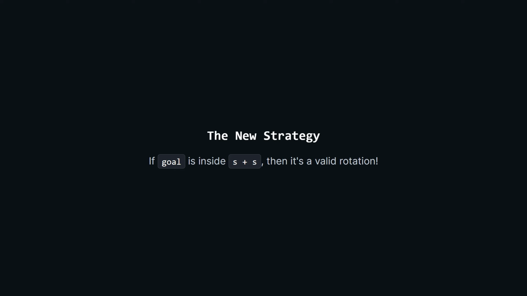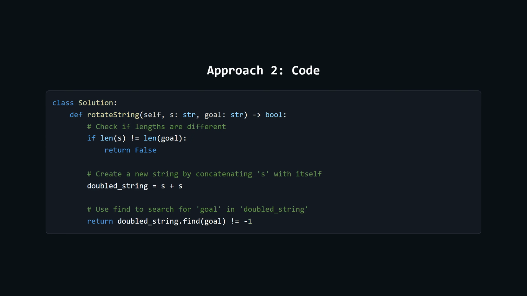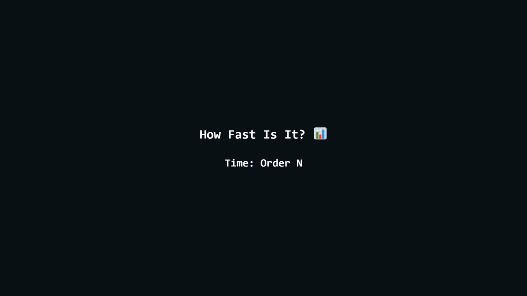We just double the starting string and ask, is our target word sitting somewhere inside this big string? This makes the code incredibly short and elegant. We check the lengths, double the string, and then just use the built-in find function to see if the goal is hiding in there. The time complexity for this approach drops down to order n.